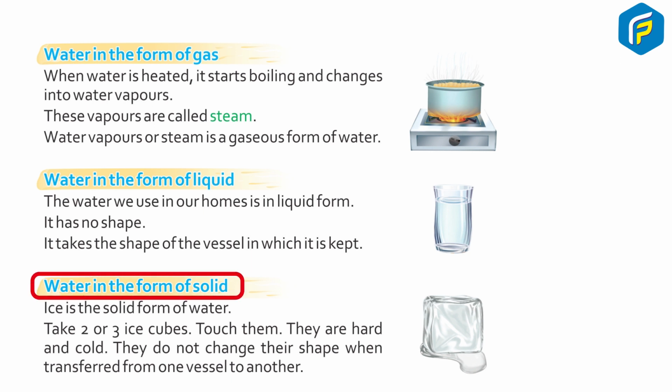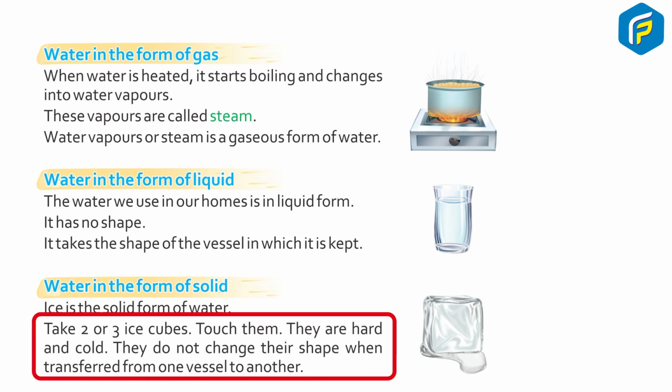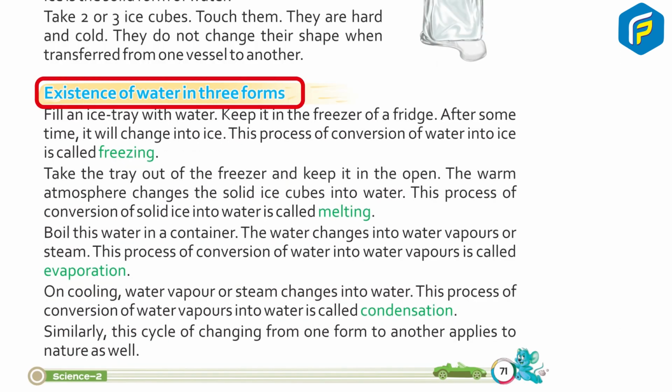Water in the form of solid. Ice is the solid form of water. Take 2 or 3 ice cubes, touch them. They are hard and cold. They do not change their shape when transferred from one vessel to another. Existence of water in 3 forms.